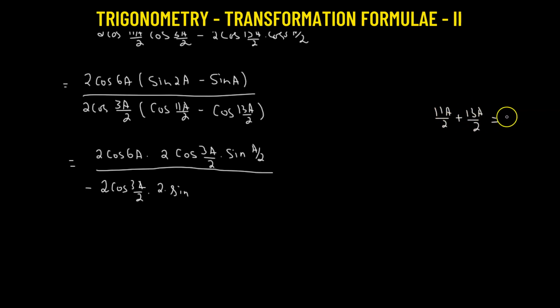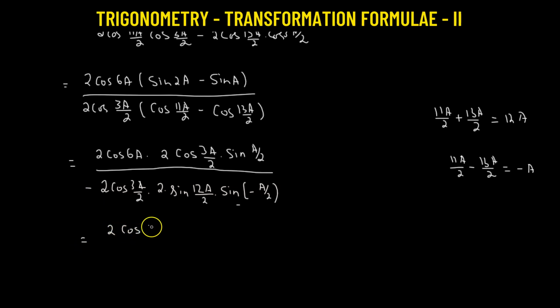That's going to be 6a. So we have 12a over 2 multiplied to sine of angle alpha minus beta, which is 11a over 2 minus 13a over 2. This is simply going to be equal to negative a, so we have sine of negative a over 2. Fine. Again, we can employ the fact that sine is an odd function, so the negative sign will come out and this will become positive. So we have 2 times cosine of angle 6a multiplied to 2 times cosine of angle 3a over 2 times sine of angle a over 2.